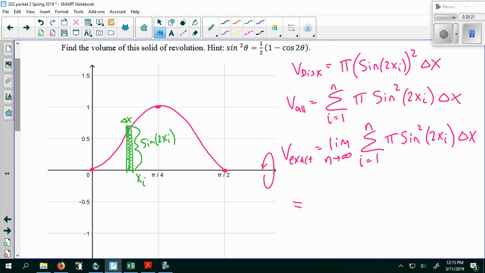That is the definition of an integral. Translate by dropping the subscript i's and changing the delta x to a dx. So this is pi times sine squared of 2x dx. And for my bounds of integration, I have rectangles that I'm sweeping around the x-axis to form all these disks. I'm stacking up these disks starting at x equals 0 and going to pi over 2. 0 to pi over 2.